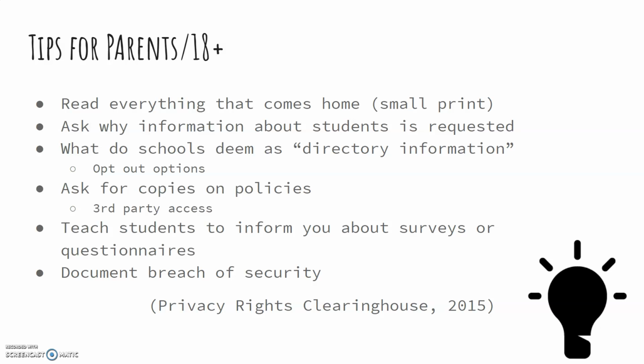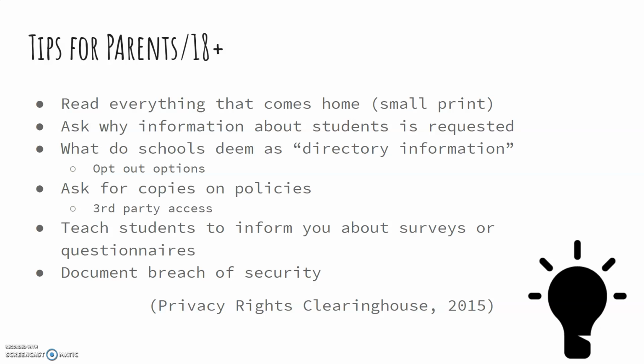Finally, we end on some tips for parents and those students who are 18 and older. Most important is just to make sure that you're reading everything that comes home, making sure you're taking time to read the small print where you might be signing off on something and granting access to others to use student information that maybe you didn't know about. So just make sure that you're reading everything and understanding what information is being used.